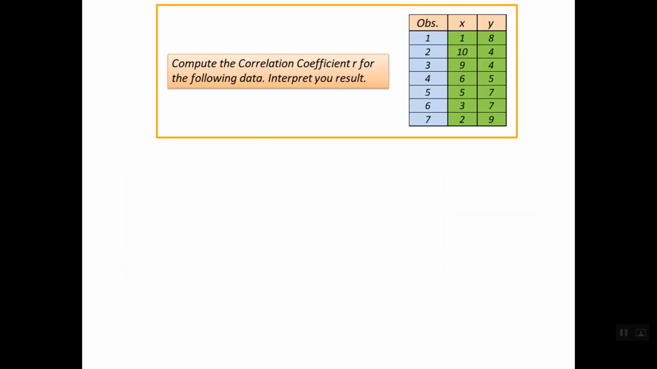Let's solve this question by using the two formulas separately. The question here is saying to compute the correlation coefficient small r for the following data. And once you get this value, interpret your results. So we have 7 observations, and we have the records for both X and Y for each observation.